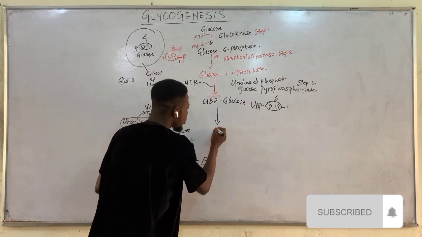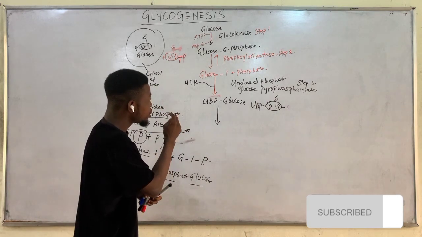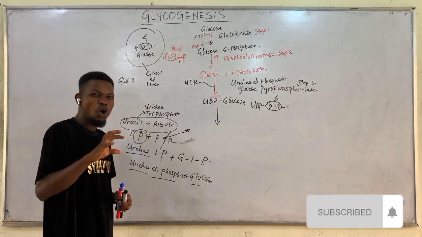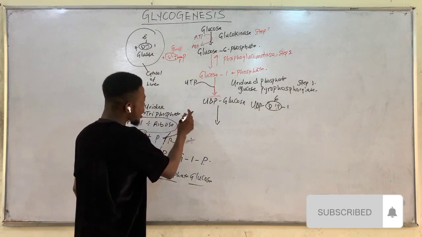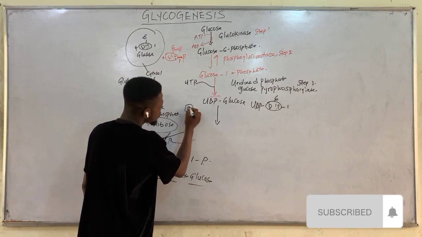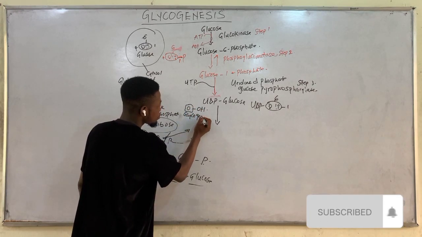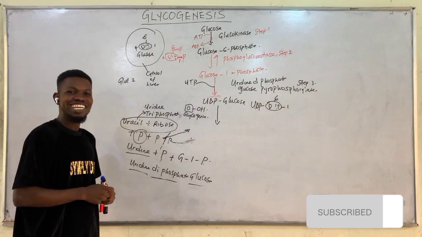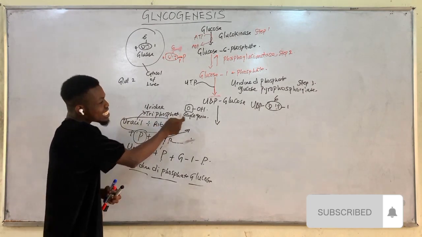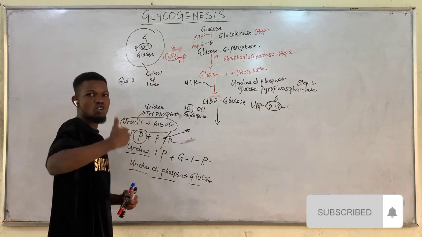Now, the next step is that this UDP glucose, don't forget, will be acted upon by something called glycogenin, though it's not an enzyme. You get it? This is the structure of glycogenin. Glycogenin is a homodimer. It is in the form of tyrosine, and tyrosine has a hydroxyl group. You get it now? So this glycogenin wants to enhance the process of glycogenesis.